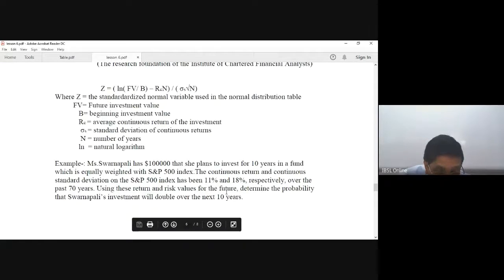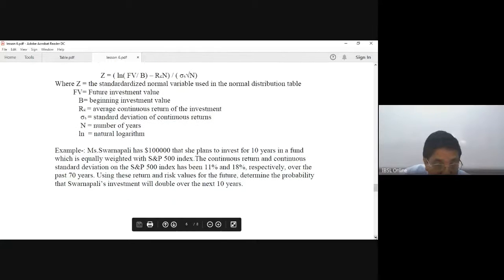We are referring to the number of years in the future now. We are waiting for those years. So it's not 70 we are referring to, it's 10. Divided by sigma S. Sigma S is the standard deviation of continuous returns. As per the example, it is 18%. So then you have to put 0.18 here and square root of 10. I will show you the calculations.